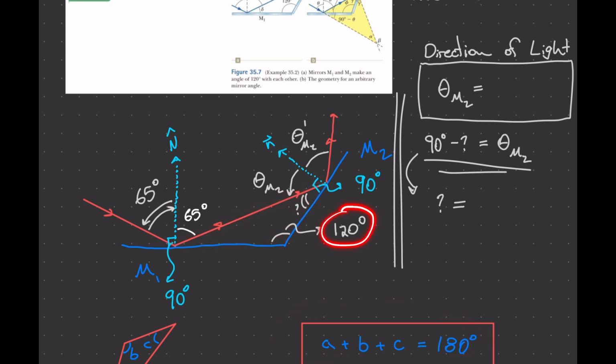So we already have 120. That's literally a definition from the problem. All we need is this angle here, and we can subtract this and subtract this from 180, and we can find the question mark, and that will get us the solution.